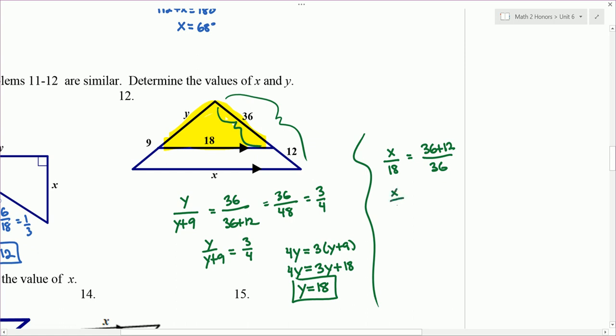So we can reduce a little bit. X over 18 is, well, that's 48 over 36, which is 4 over 3. If we cross multiply, we get 3x is 4 times 18. Divide by 3, and you get x is 4 times 18 over 3. 18 over 3 is 6. So x is 4 times 6, which is 24.